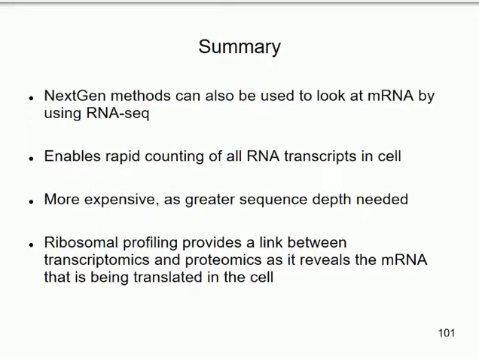What I've covered very briefly in the second part of this lecture, but you'll hear a lot more about in the rest of this module, is you can also look at messenger RNA and at translation in messenger RNA using high-throughput methods. It's more expensive. The RNA-seq in particular is pricey because to get good resolution, you need greater depth of sequencing. So you can't multiplex in the same way as you do with genome sequencing. But ribosomal profiling is really valuable because it links the transcriptomics and the proteomics. And it enables us to see what is it that causes a particular mRNA to be translated or not translated into a protein.